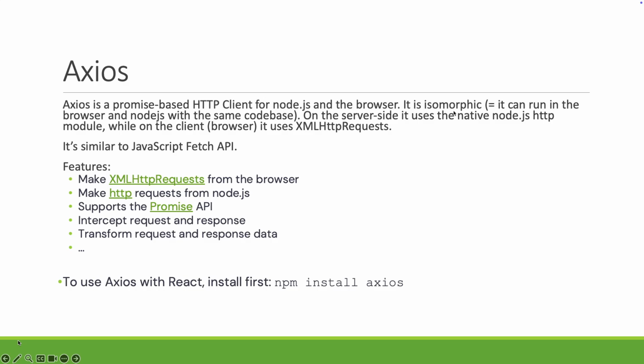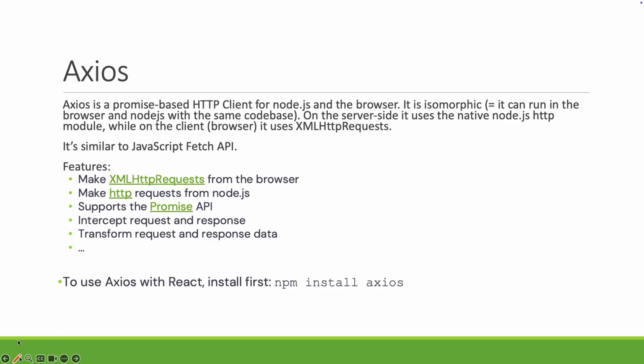It is isomorphic. It means it can run in the browser and it can run in Node on the server side. On the server side, it uses the native node.js HTTP module, and on the client, it uses XMLHttpRequest. It's an alternative to the JavaScript Fetch API, and it was created before the JavaScript Fetch API.